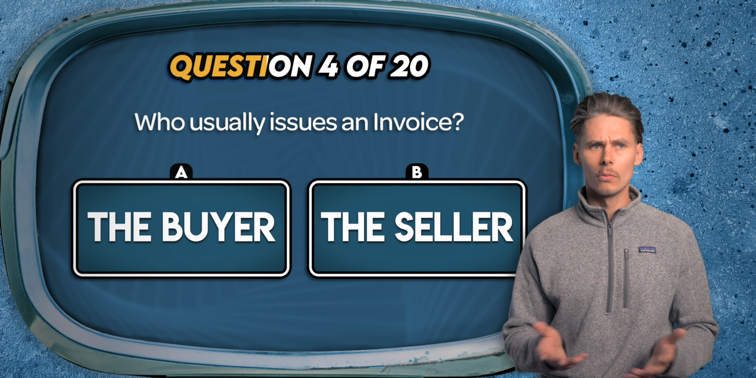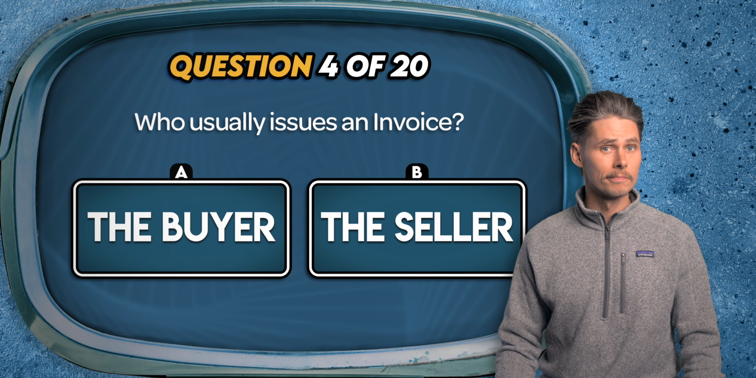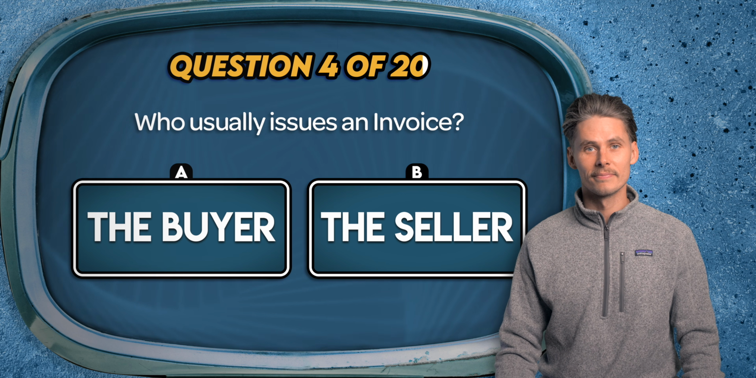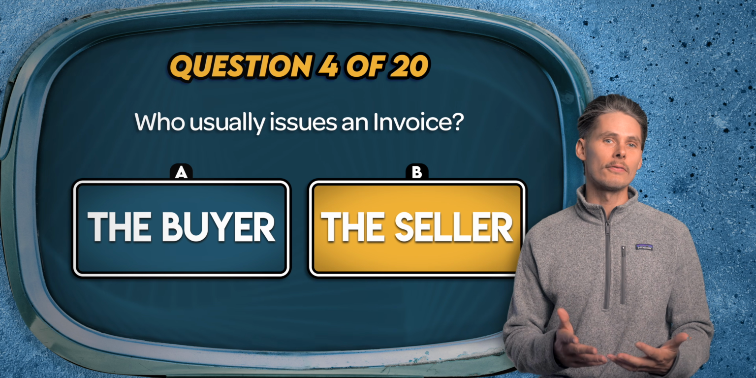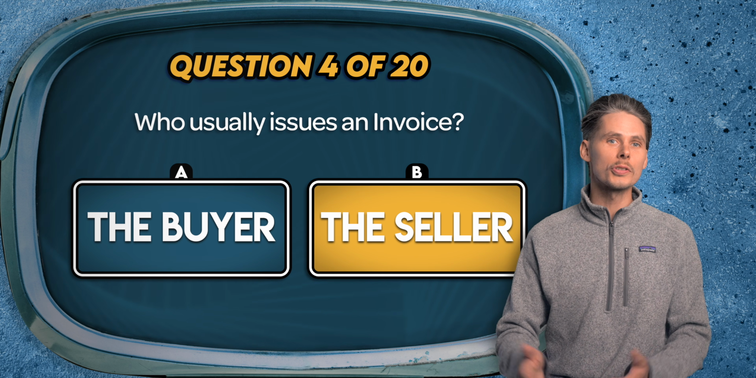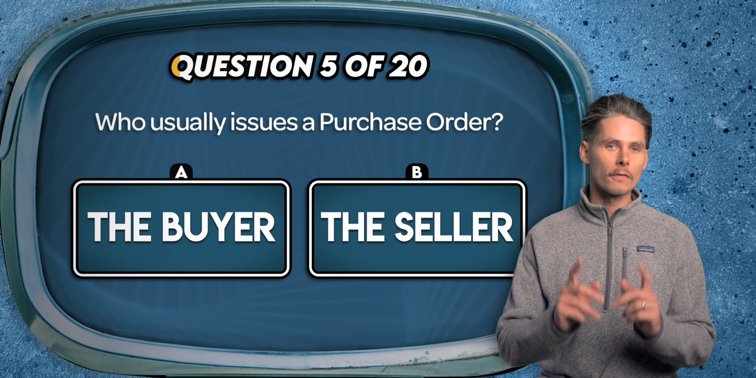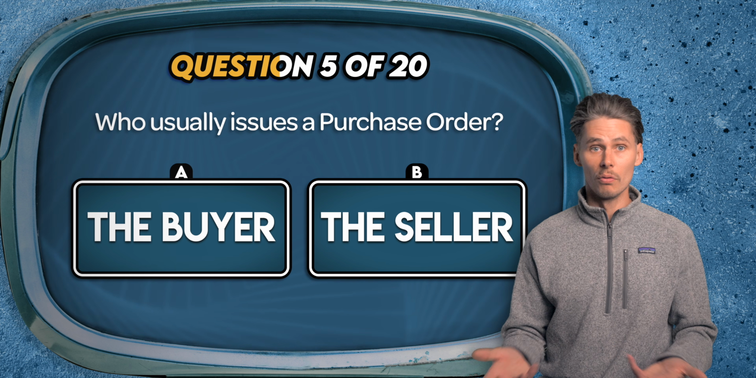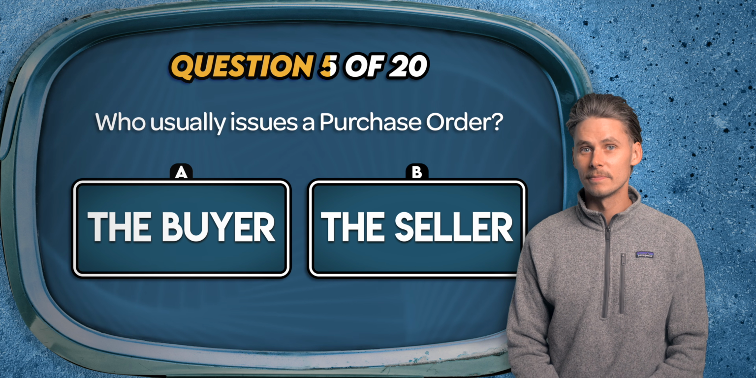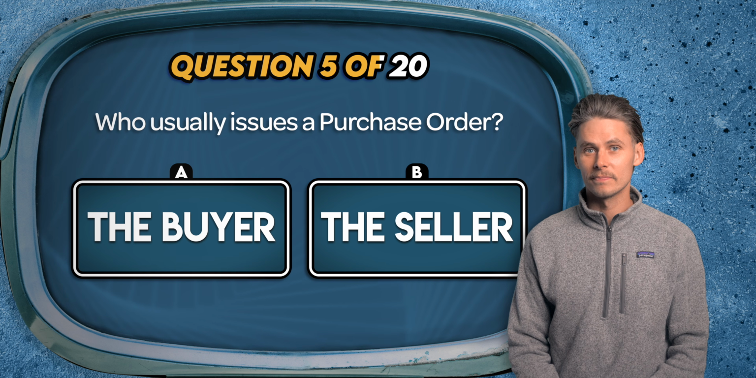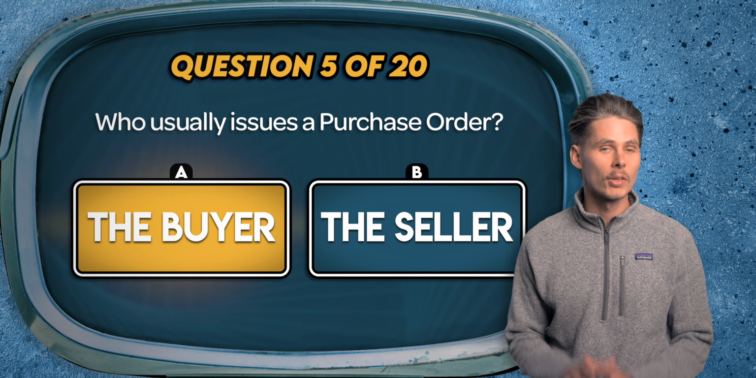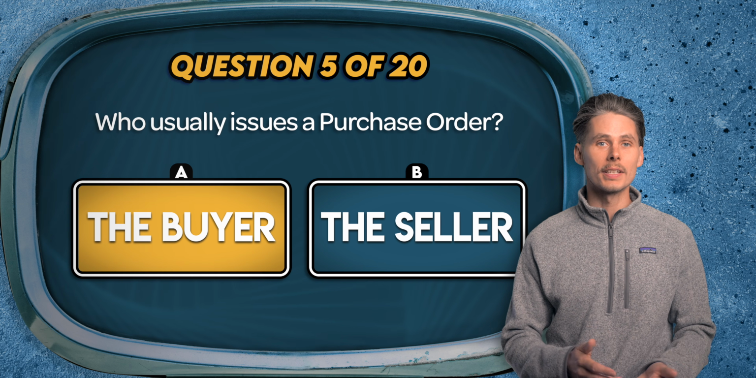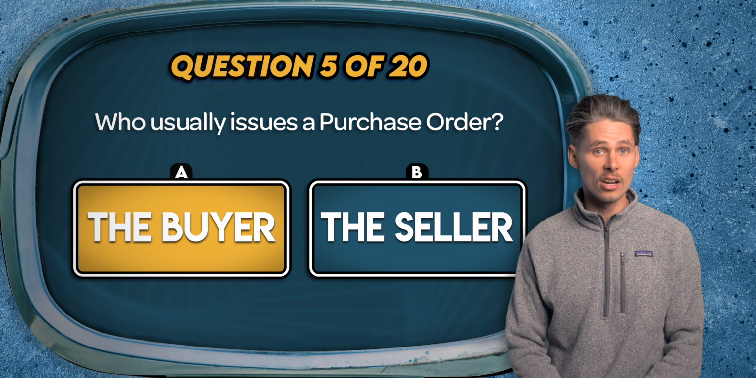Question 4. Who usually issues an invoice? Is it the buyer or the seller? It's B. The seller issues an invoice to request payment for goods or services supplied. Question 5. Who usually issues a purchase order? Is it the buyer or the seller? The answer is A. The buyer issues a purchase order to request goods or services at agreed prices and terms.